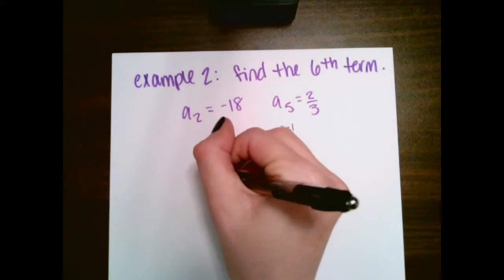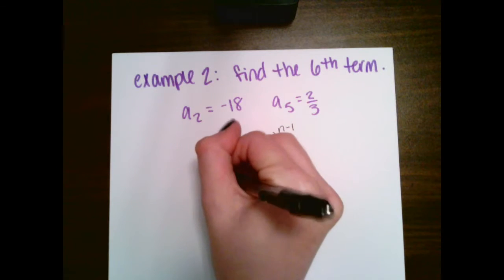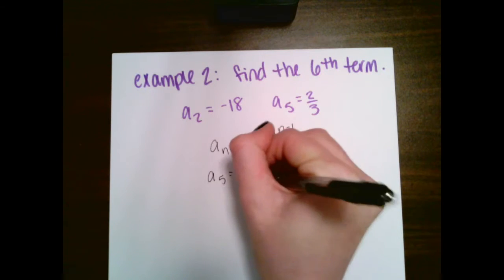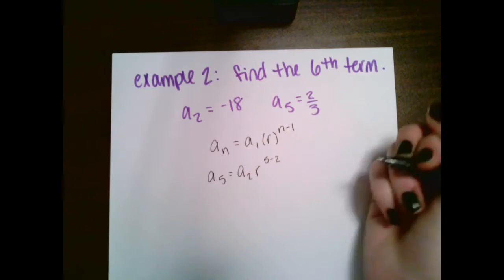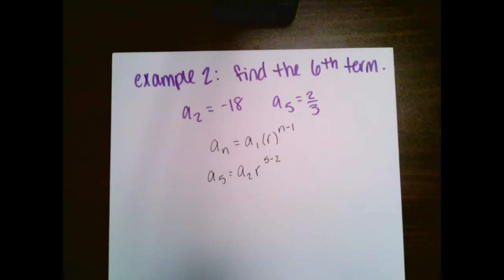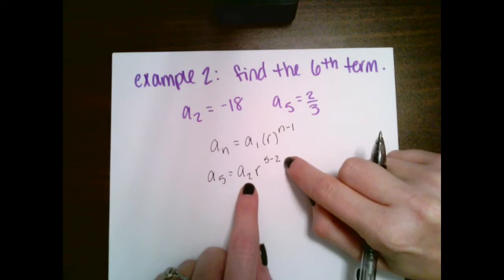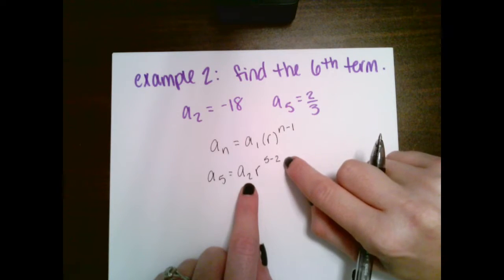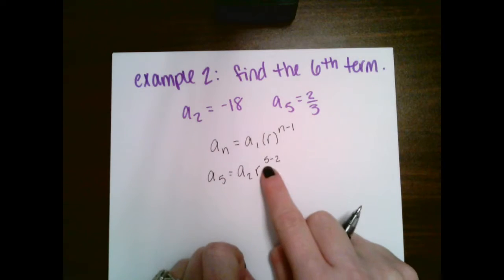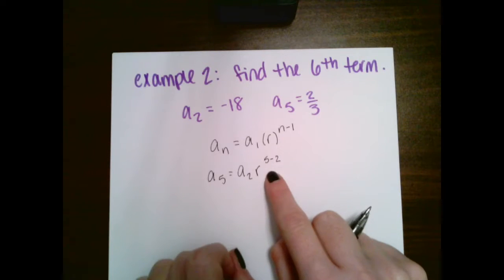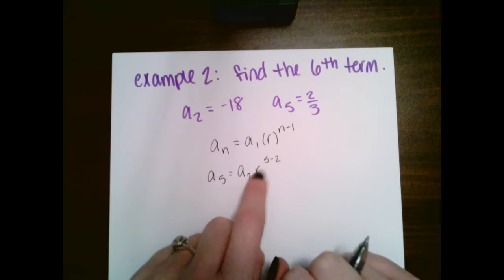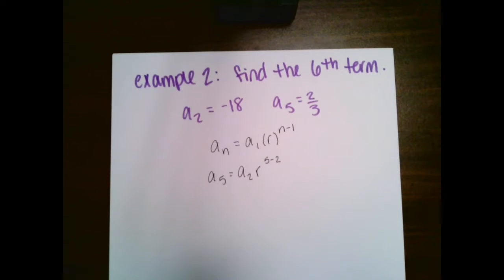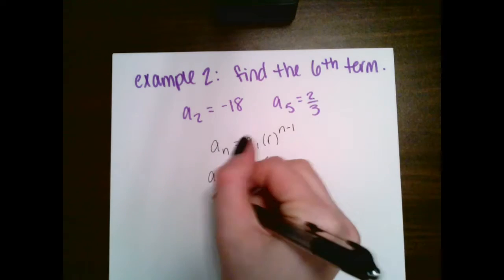So we're going to look at the fifth term equals the second term times r to the 5 minus 2 power, or the power of 3. Notice how these still match and these still match. So we're good. The reason I put them in this order is so that I end up with a positive exponent. So I always deal with my highest term equals the lower term, common ratio, exponent. Okay, so I'm going to substitute what I know.